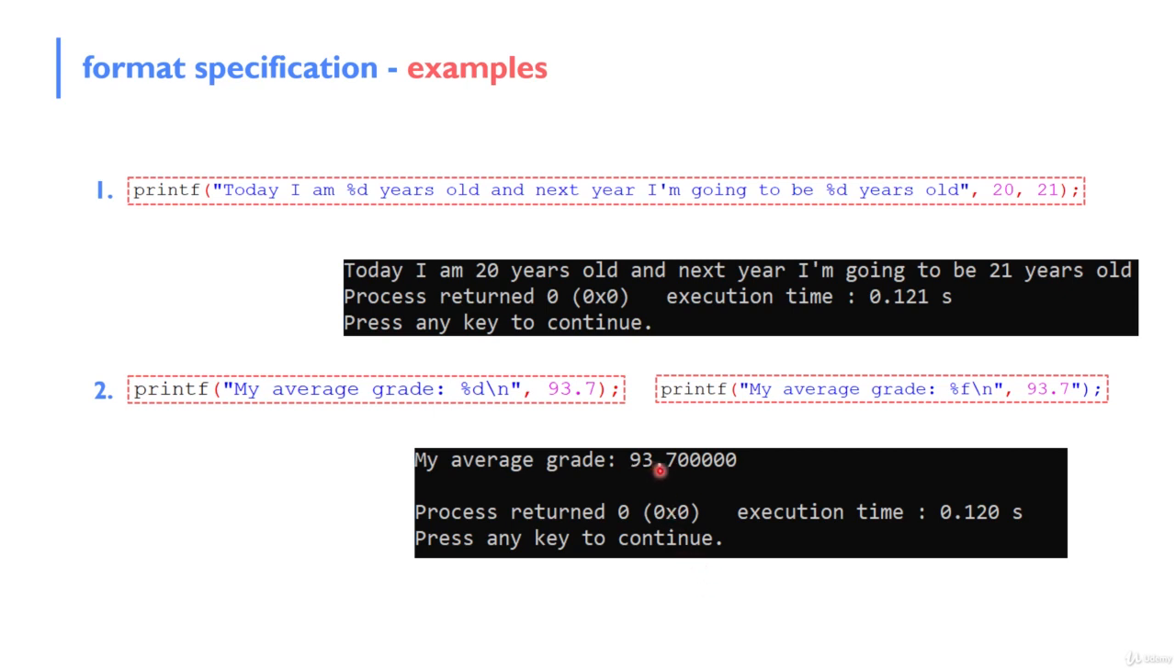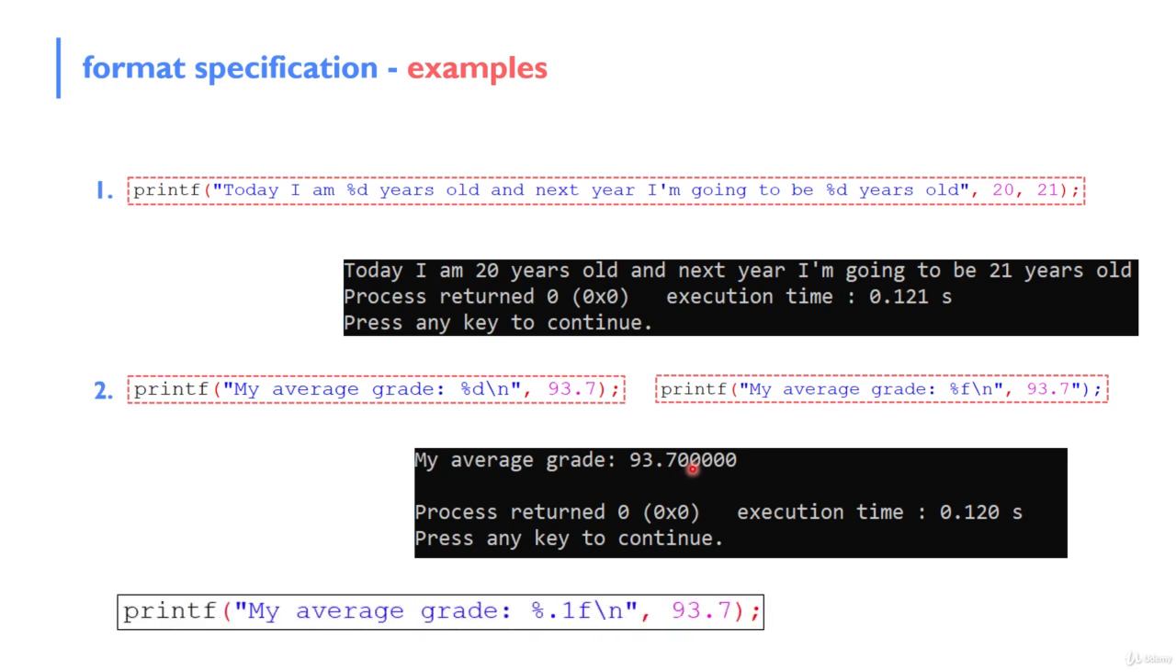This is 93.7, and although there are a lot of zeros at the end, the number still remains the same. And in C language, you can limit the total amount of zeros after the floating point just by specifying how many digits you would like to see on the screen after the floating point itself. So for example, you specify 0.1 before the F, and this means that there will be only one digit after the floating point. Exactly as you can see here, there are no zeros after the 7.